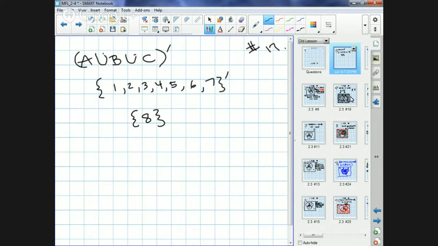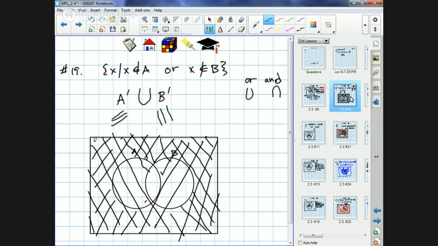Could we go through 19? Let's see. Yep. Now, that was a Venn diagram. Venn diagram, right. Sorry, this is so sloppy.